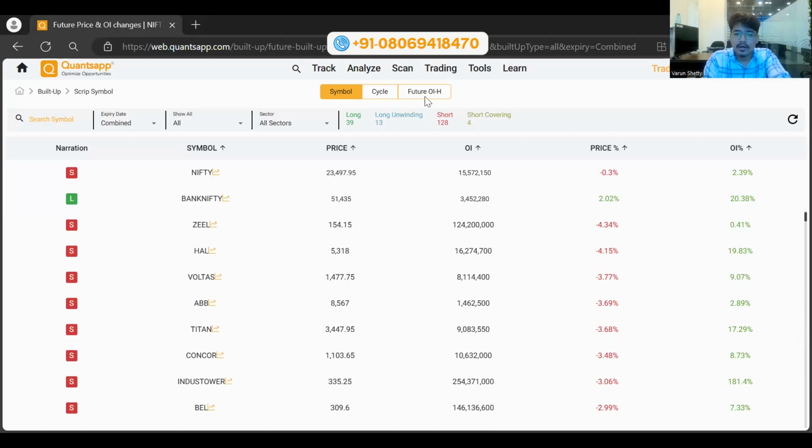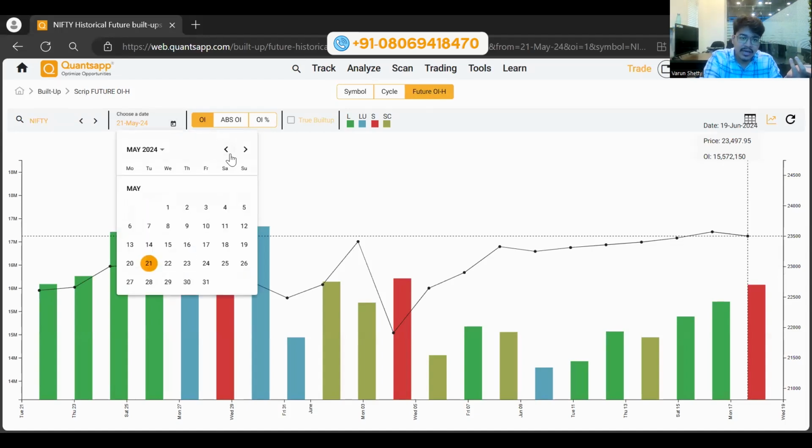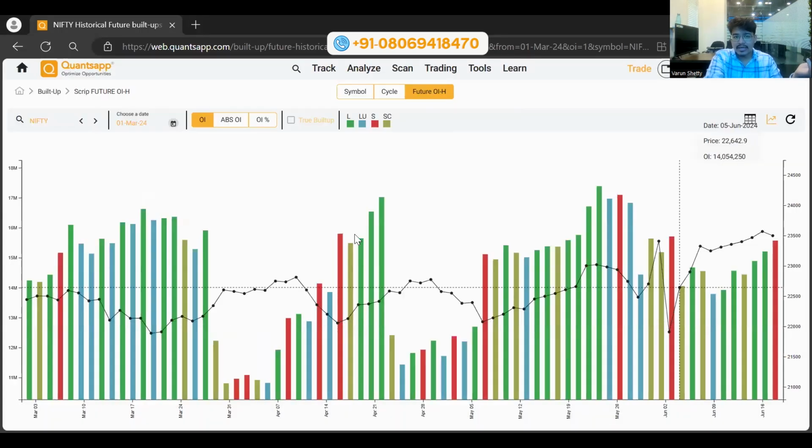There is also a futures OI tab, so you can just move to the third tab. If you want to look at the historical build-up data, you can go to the futures OI data. I'll just click on it. Nifty is added. You just select any particular script you want and you can choose a date. If I want to see data for the past 3 months or so, I can just add that, and you can see the entire data.